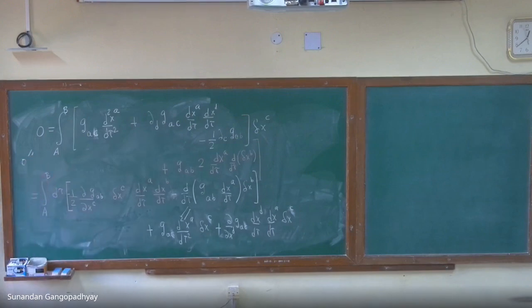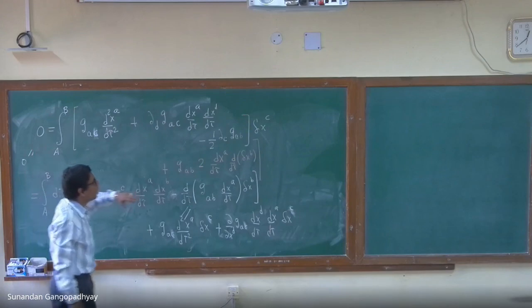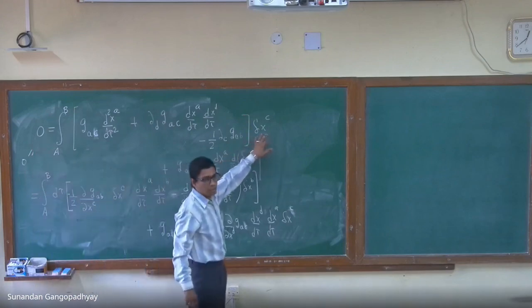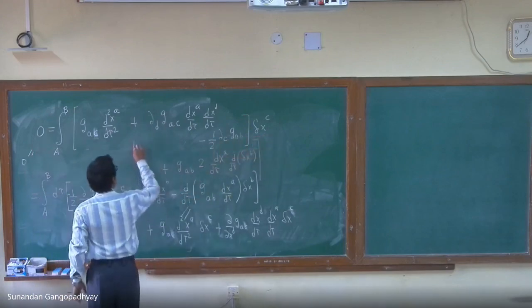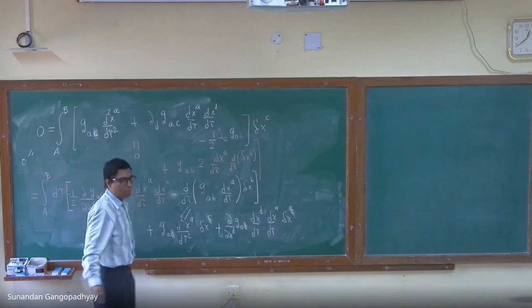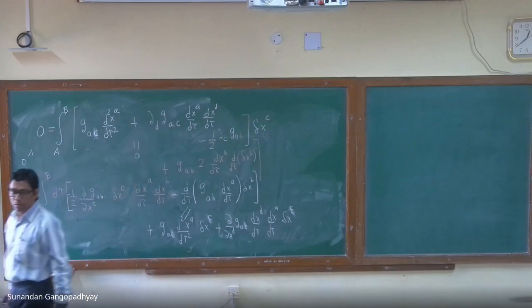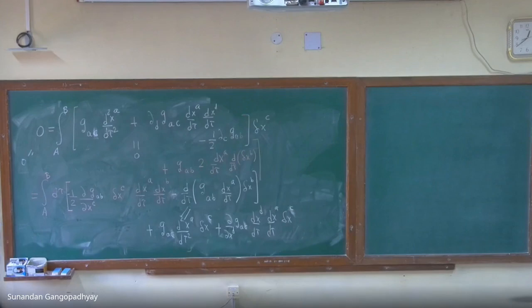For an arbitrary variation, we have this. By imposing the principle of least action, you can see that for an arbitrary variation, the only way this integral can be 0 is that the integrand itself is equal to 0. dx beta or dx beta? Just a minute. Last term, let me just check once more whether I have written it correctly or not.